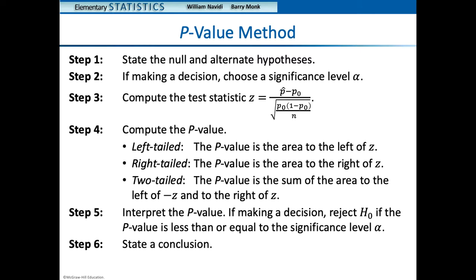Step 5, interpret the p-value. If making a decision, reject the null hypothesis if the p-value is less than or equal to the significance level alpha. If the p-value is greater than alpha, then we would choose not to reject the null hypothesis. And then finally, state a specific conclusion in the context of the specific problem.